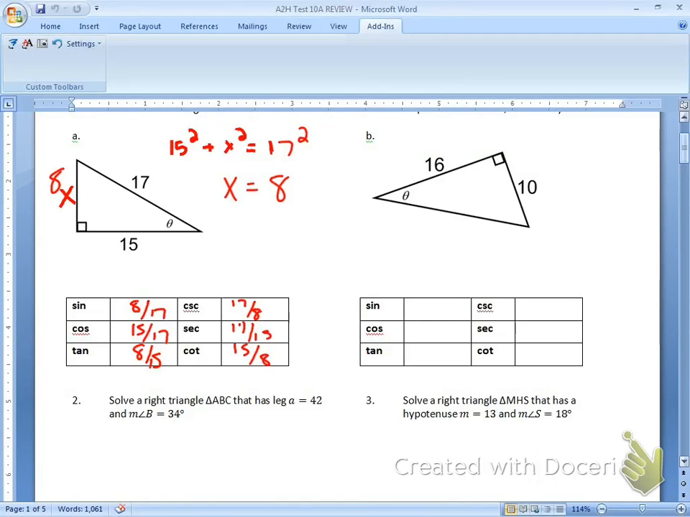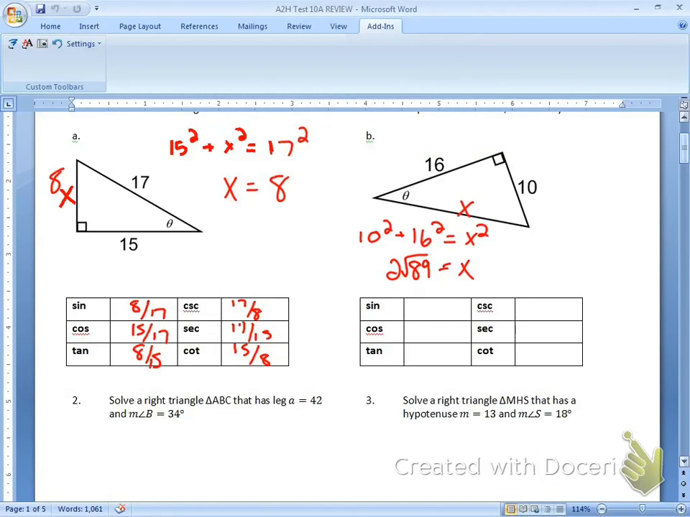Okay, very similar on the second problem, part B, but we need to make sure we simplify as we do this. So we have 10 squared plus 16 squared equals x squared. You're going to end up with x equals 2 root 89. And we want answers in simplified radical form. If you give me a decimal, it is wrong. So we like to keep it in radical form, so it's 2 root 89.